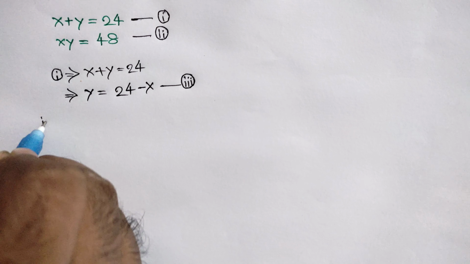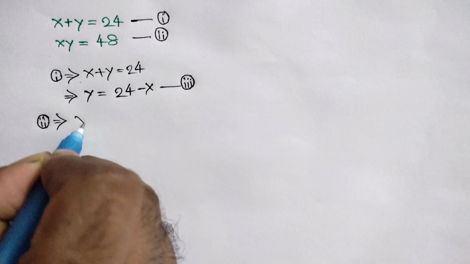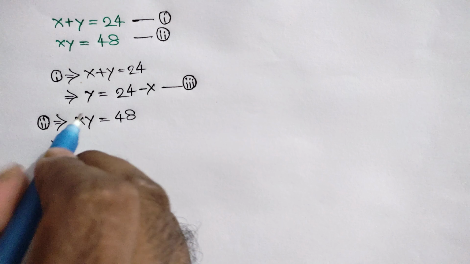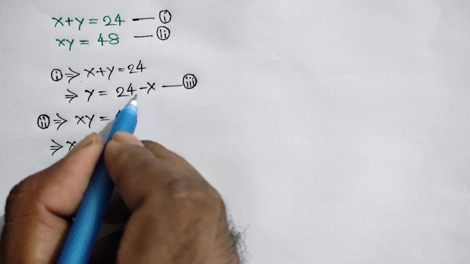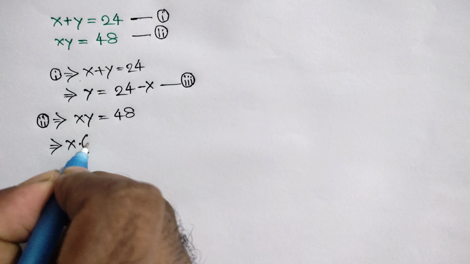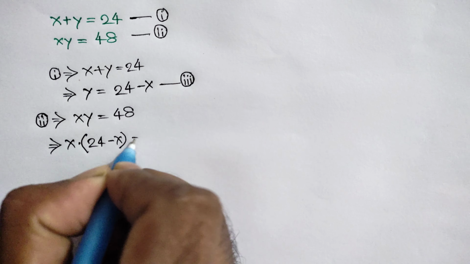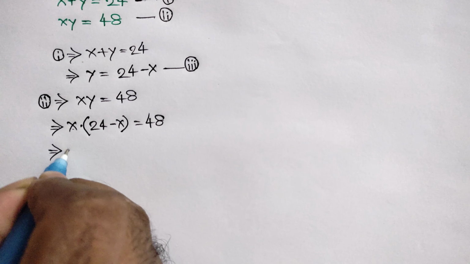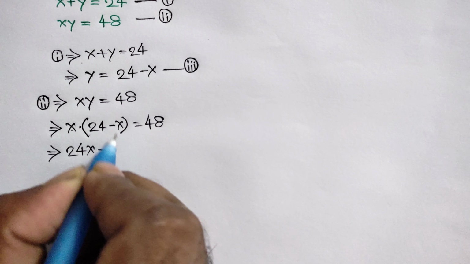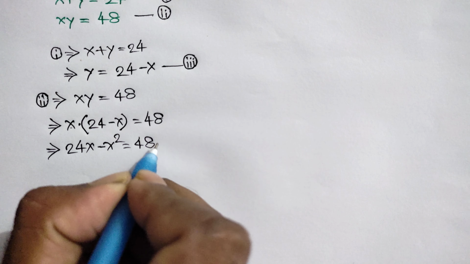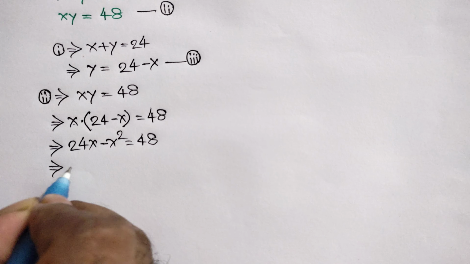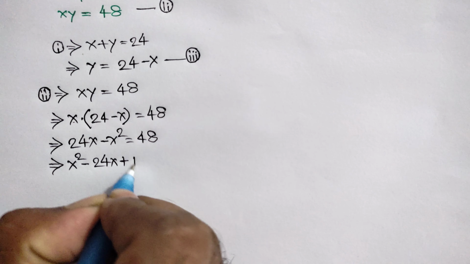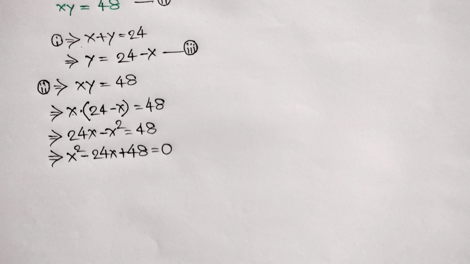Now recall equation 2, we will have xy is equal to 48, or x times y, where y is equal to 24 minus x from equation 3, so we can write x times (24 minus x) is equal to 48, or x times 24 is 24x minus x times x is x square is equal to 48, or now we can write x square minus 24x plus 48 is equal to 0.